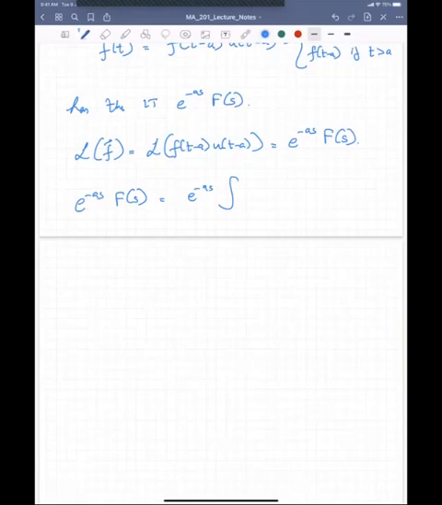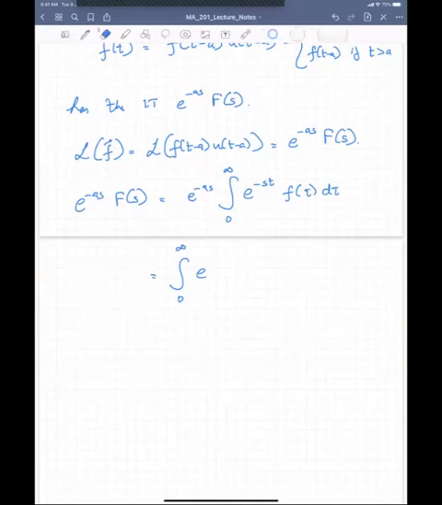The Laplace transform of f of t is the integral from 0 to infinity of e to the minus st f of t dt, right? And of course, I can take e to the minus as inside, because as far as integration with respect to t is concerned, e to the minus as is a constant. So I can easily take this inside the integral and write this as f of tau d tau.